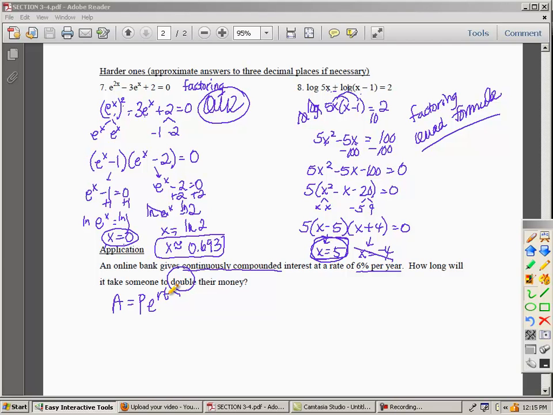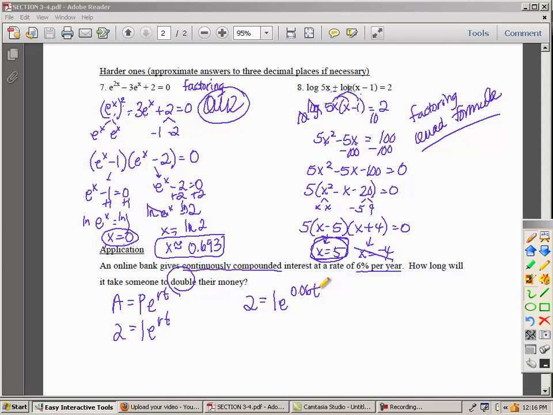Well, I'm going to make this so easy. I'm going to make my initial amount 1, so therefore if I double, it's going to be 2. Okay, and that's the easiest way to do it. And so basically, I'm looking at this. 2 then equals, you can put the 1 in, but we don't necessarily need it. My rate is 0.06, and the question is, what's the time? Well, this is a base of e.